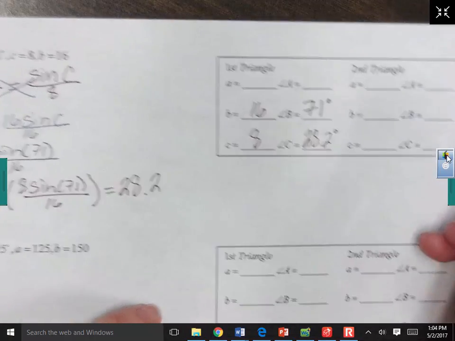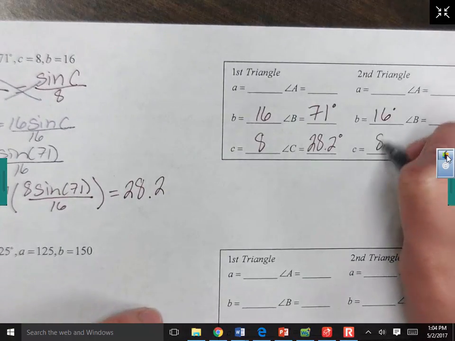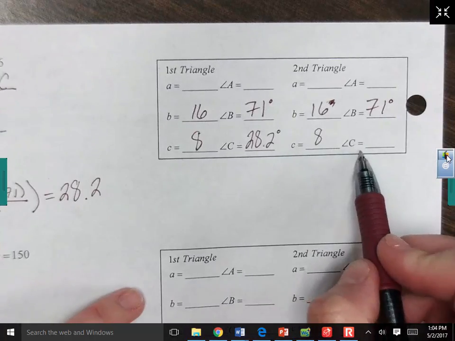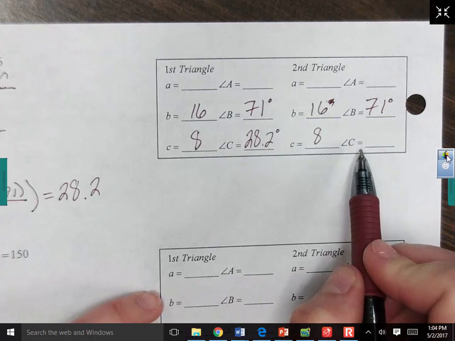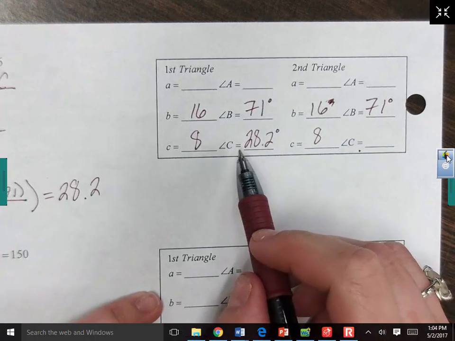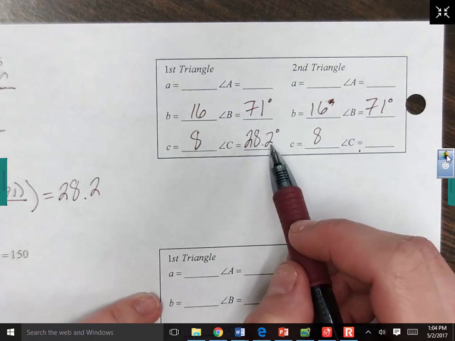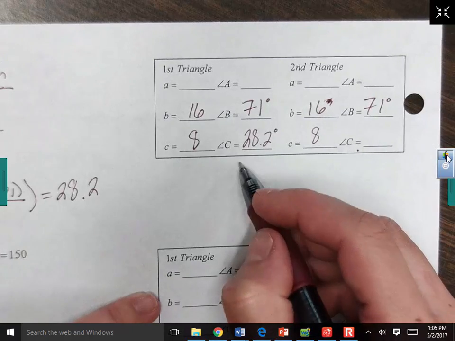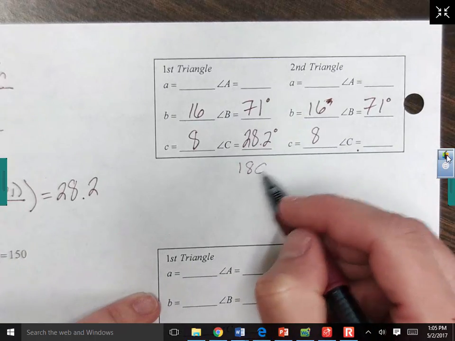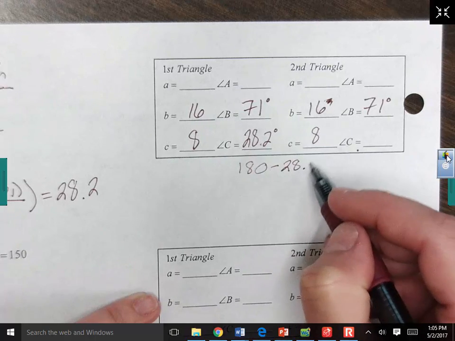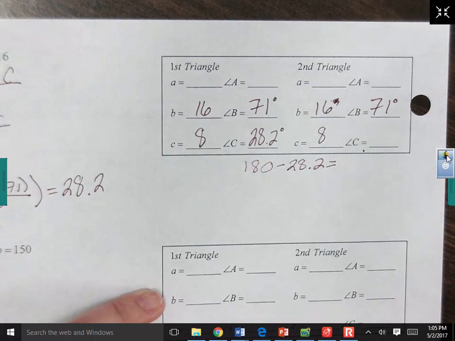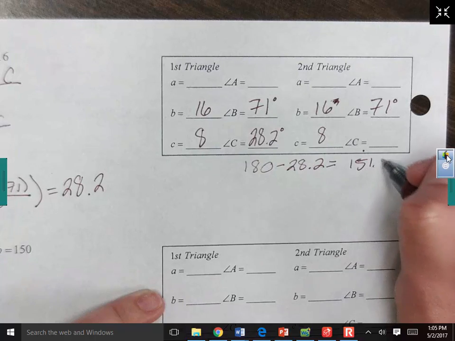In our second triangle, it's going to have all the original information as we have in our first. Now, the difference is this angle that we just found. In our second triangle, it's going to be the supplement of the angle we just found in our first triangle, which means together they equal 180. So to find this angle, we subtract from 180, and we get 151.8.